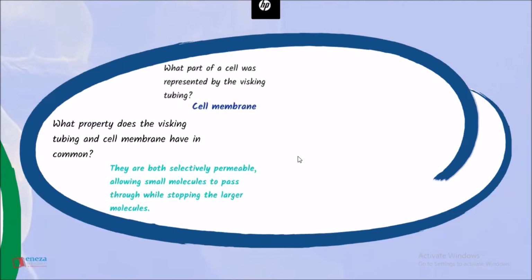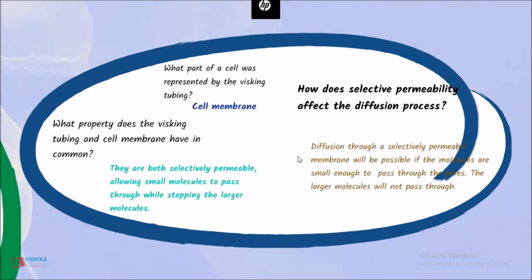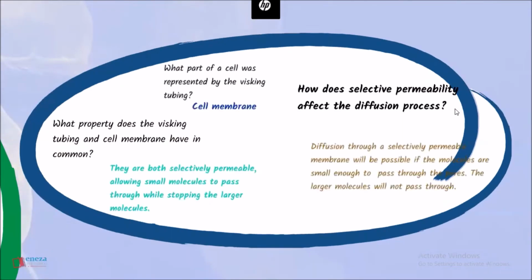We should underline the part selectively permeable. It means it only allows certain molecules to pass and not all. And in this case, the molecules that usually pass are the small molecules and not the larger molecules, as we have seen in the experiment. How does selective permeability affect the diffusion process? Diffusion through a selectively permeable membrane will be possible if the molecules are small enough to pass through the pores. The larger molecules will not pass through. We have seen this in the experiment.